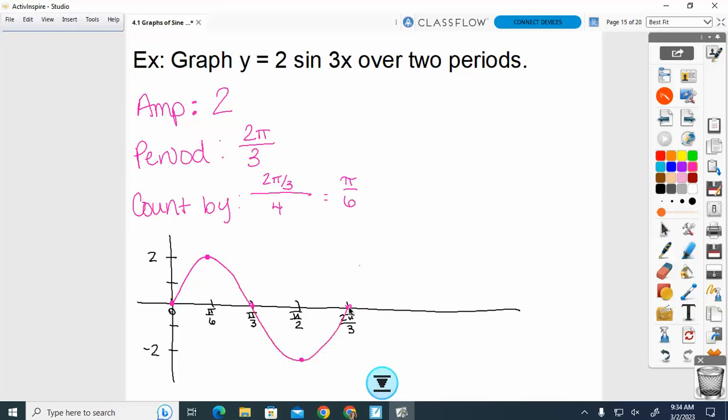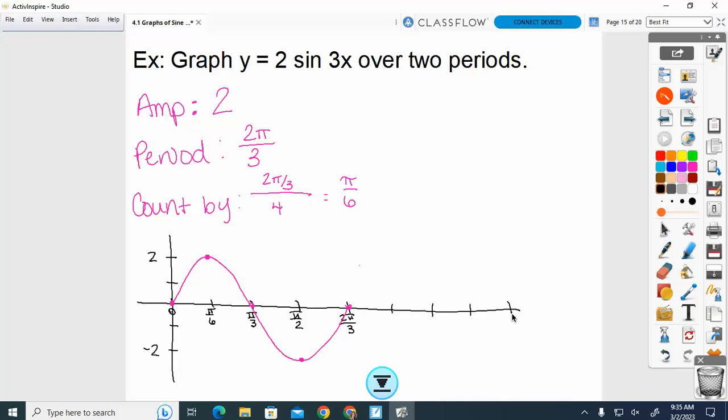So there's my graph. But what did I ask in the question? Over 2 periods. So to get the second period, we have 2 options. It could go in the positive or the negative direction, right? We know this thing really keeps going forever. The easiest option would just be to pick up where we left off. This is the first point of that second period, so we really just need 4 more points.